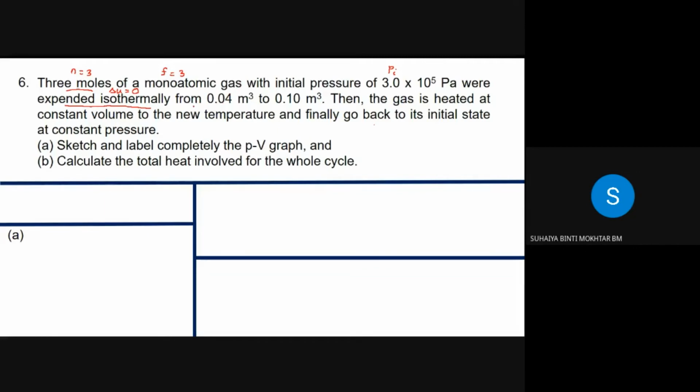Isothermal. So expand, so increase. So work done equals to what? Expand, so positive work done, right? So they increase from 0.04 meter cube volume to 0.1 meter cube. So this one is the initial volume and this one is the final. So you know that work done here must be positive, right? Why? Because it expanded. So work done is a positive value.